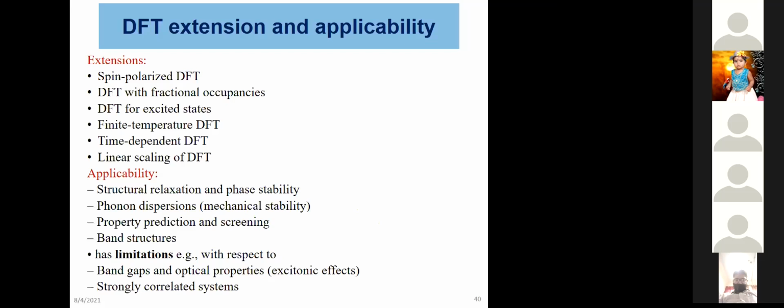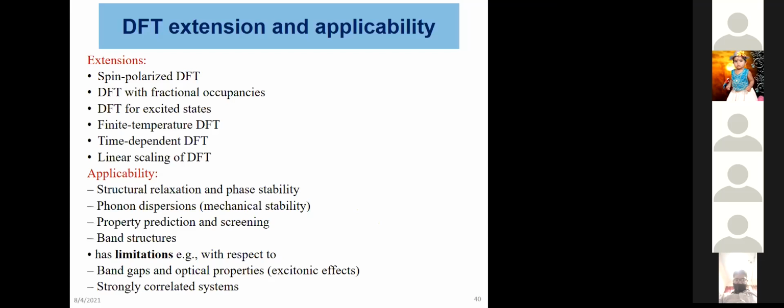And then we have linear scaling DFT. The order of the computation in DFT is of the order of n to the power 3, because we have n electrons and we have 3 degrees of freedom, or 3 coordinates, for each electron. So we have order of n to the power 3.